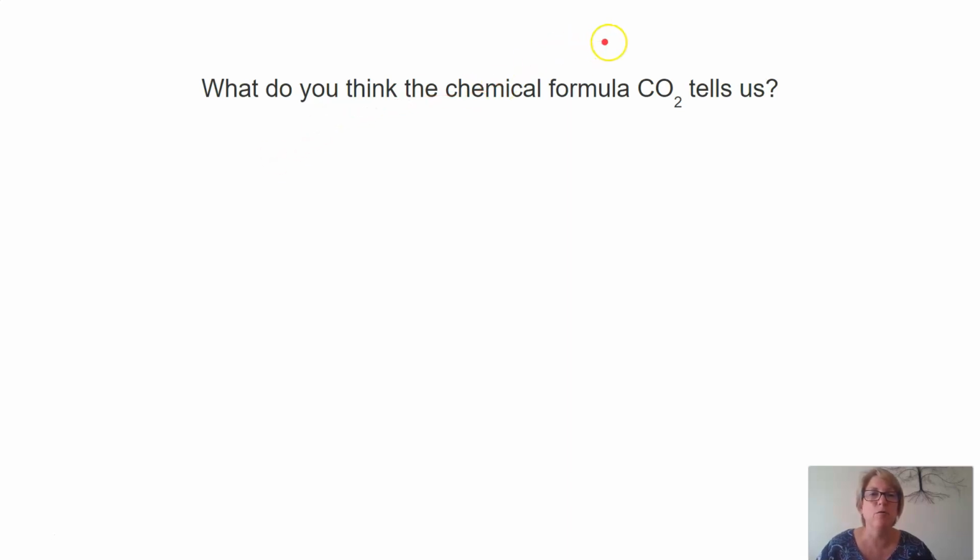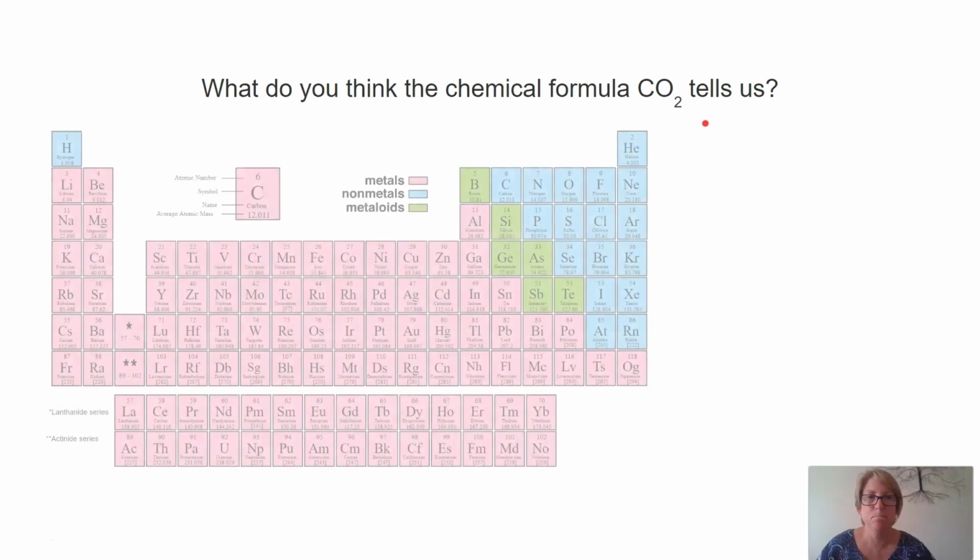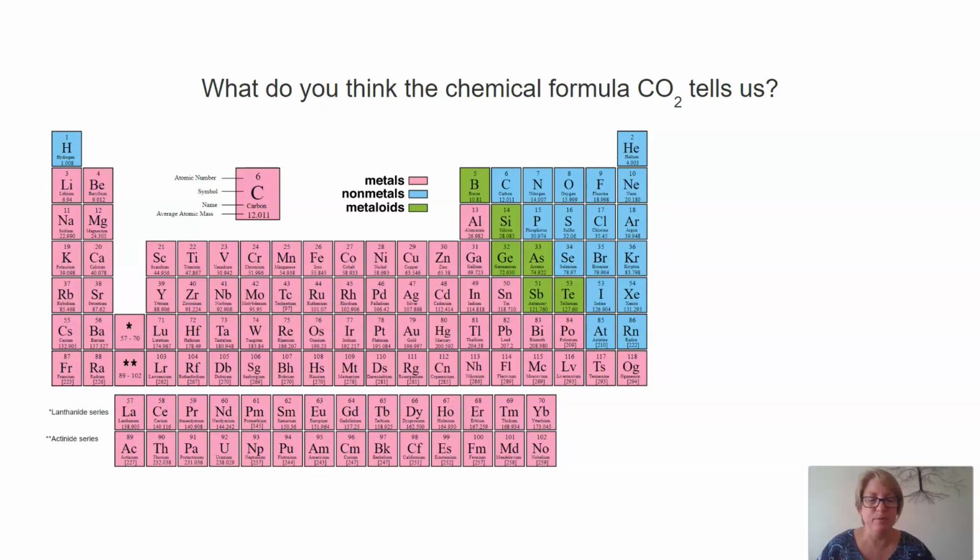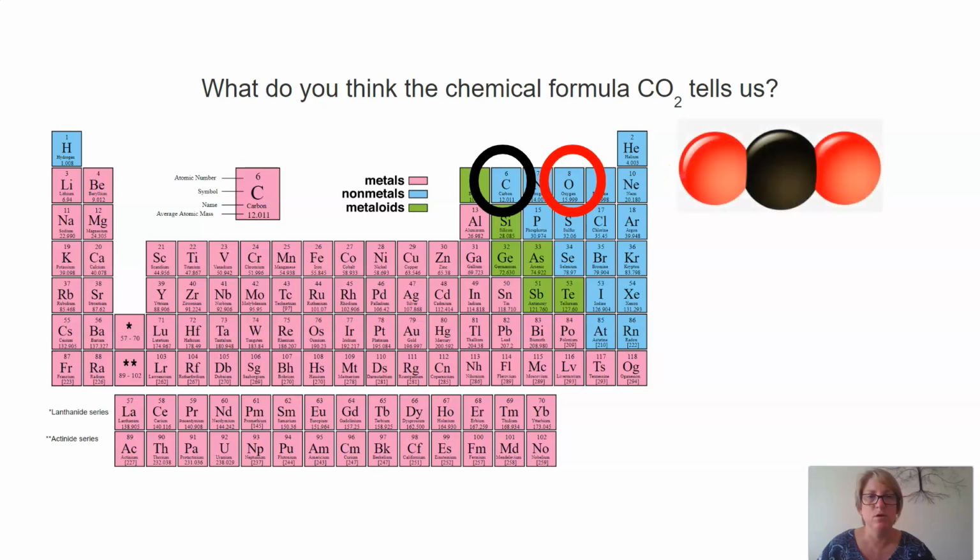So what do you think the chemical formula CO2 tells us? Well, let's go back to the periodic table. The C refers to carbon on the periodic table, and the O refers to oxygen on the periodic table. And if we have a look here, the subscript here is an invisible 1 for carbon, and the subscript here is 2 for oxygen. So that means that we have one atom of carbon, the black atom, bonding with 2 atoms of oxygen. So now you can use your Play-Doh and you can build this model.